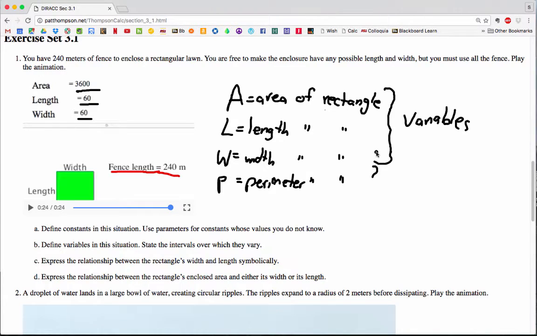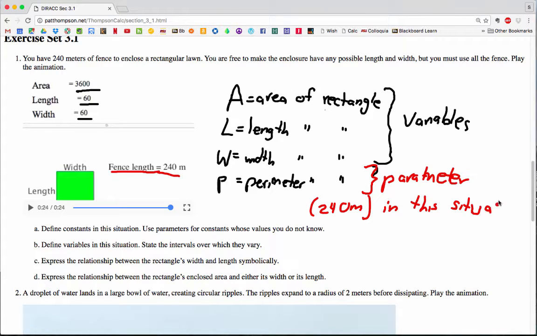In contrast, the perimeter is a parameter because it is at a constant 240 meters, right, throughout this situation, in this situation only. Is the perimeter in every situation you will ever come across ever 240 meters constantly? Nope. That's why this is not a constant. P is a parameter, a situational constant that remains steady throughout this one problem.